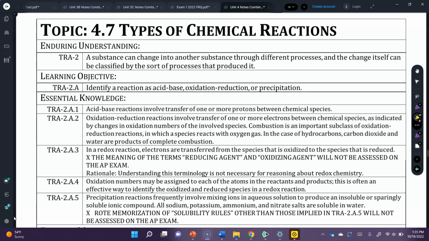Everyone, welcome to topic 4.7, types of chemical reactions. By the end of this, you should be able to identify a reaction as acid-base, oxidation, reduction, or precipitation. There are some additional things we will cover in this, including redox or oxidation states and the assigning of oxidation numbers, as well as acids and bases and their conjugates, and a little bit of reaction types in detail. So without further ado, let's begin.